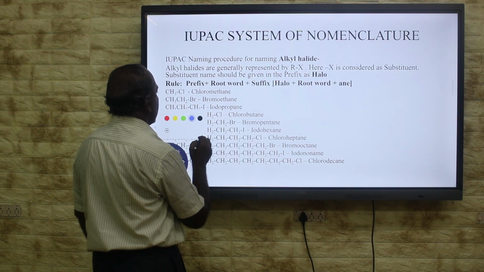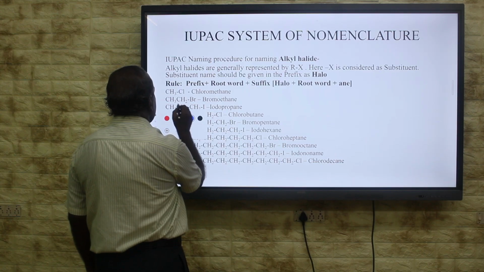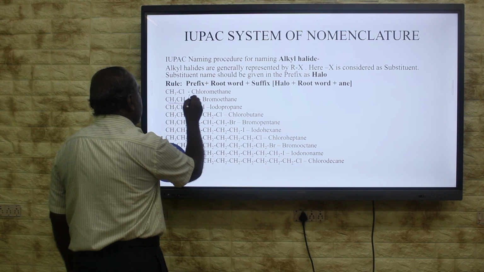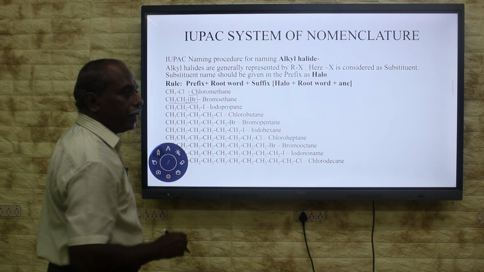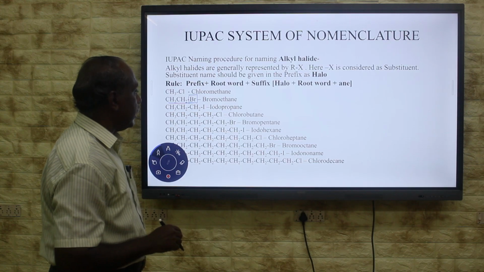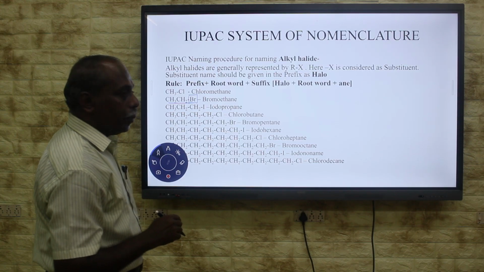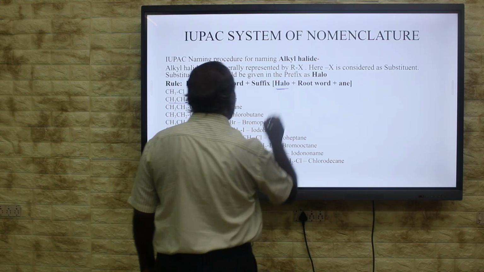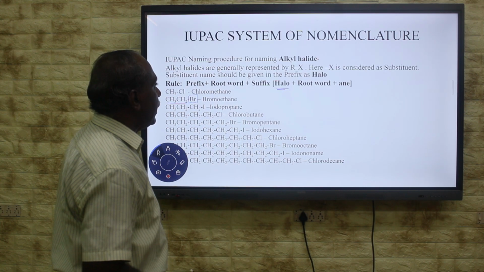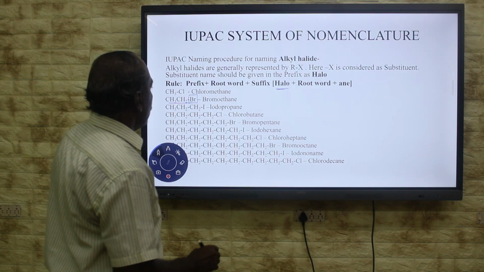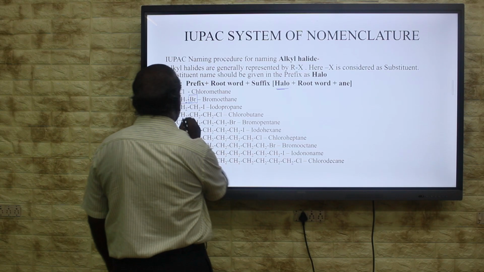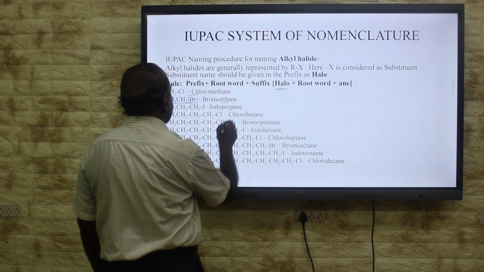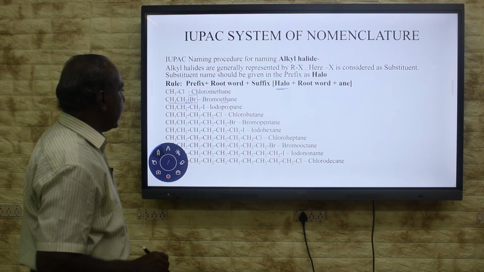I will take one example. Here, it is considered as a functional group of lower periodicity. Therefore, the name should be given in the primary prefix as halo. The prefix name should end with O. Bromo. Then the carbon chain name, eth. There may be a single bond, ethane. Bromoethane.